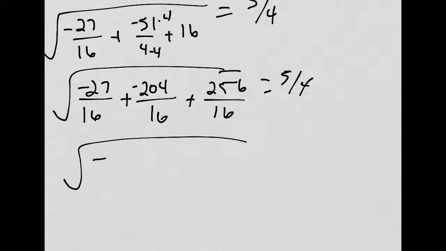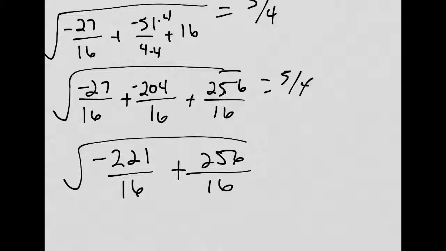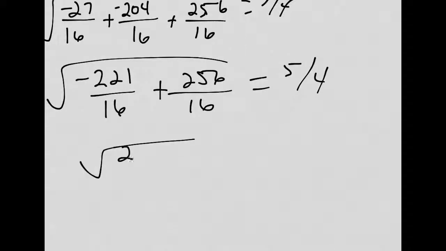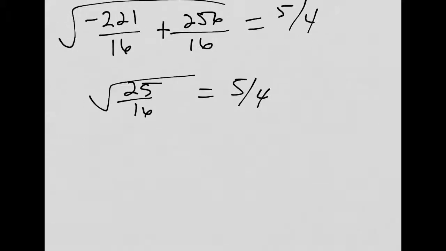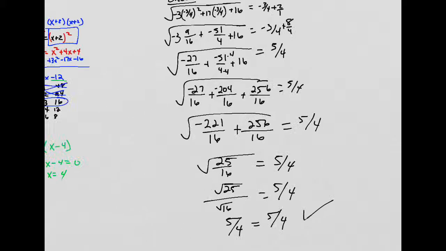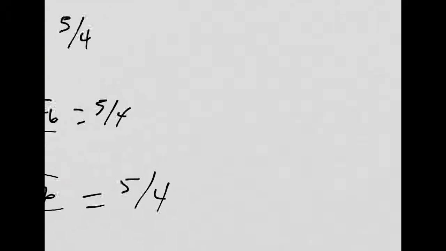Since these are both negative here, I can combine them, so it gives me negative 221 over 16 plus 256 over 16 is equal to 5 over 4. So it gives me a square root of, if you combine those, 25 over 16 equals 5 over 4. Square root of 25 over the square root of 16. So that's 5 over 4 is equal to 5 over 4. So that one works. I have to check 4 now.